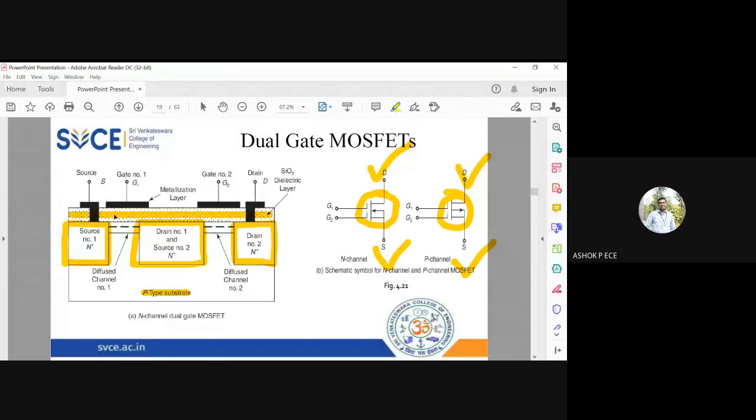You have two terminals, one is gate, one is channel. In between you have dielectric. So you have one capacitance here. And you have one capacitance near gate 1 in this junction, and one capacitance in this junction G2. And these two are in series.